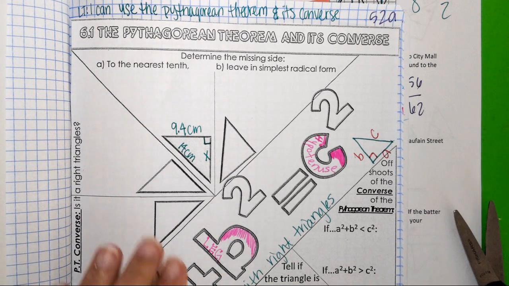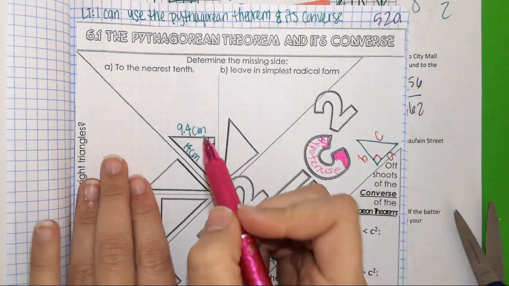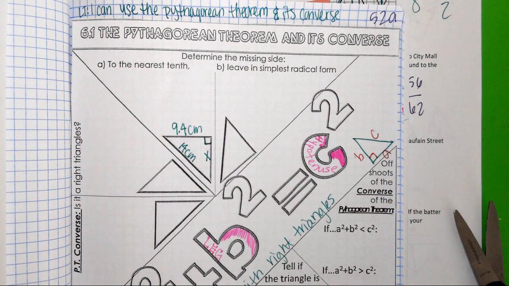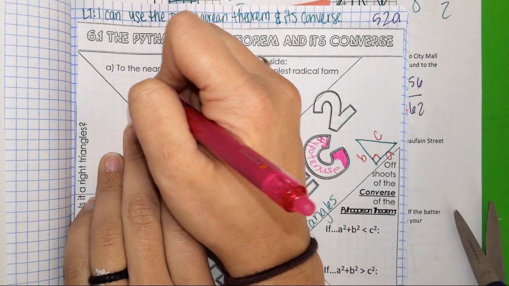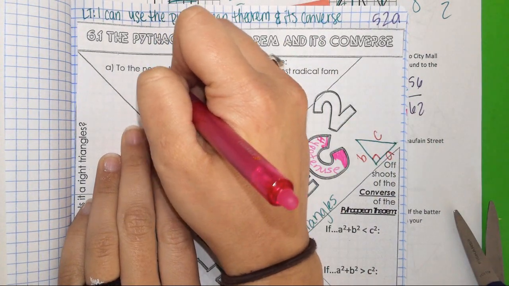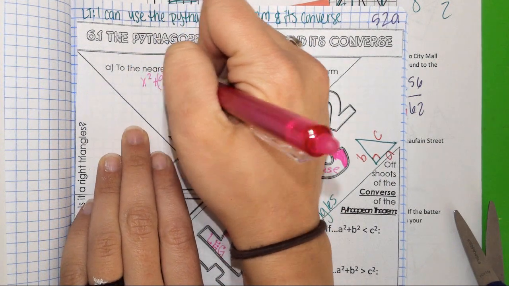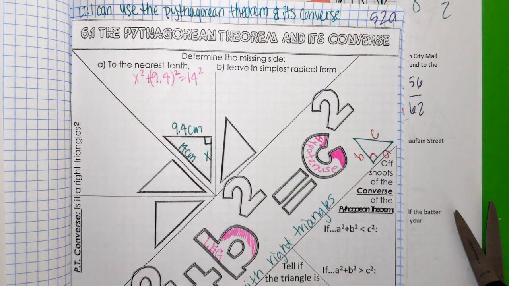Alright, so you plug it into the Pythagorean theorem when you're looking for a missing side length. You have a squared plus b squared equals c squared. What is our a squared? 14 centimeters. That's the wrong side. Okay, so we would write it as x squared plus 9.4 squared equals 14 squared. So your A is always going to be your X. That doesn't have to be.